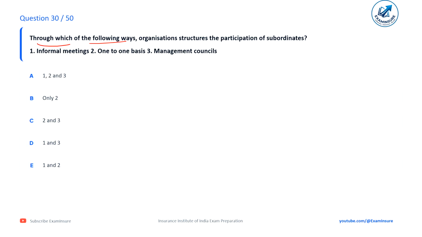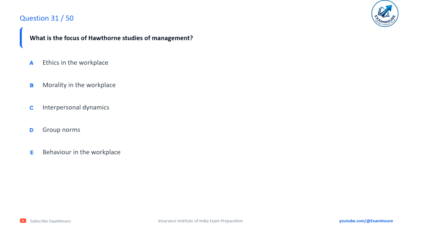Through which of the following ways does an organization structure the participation of the subordinate? Informal meetings, one-to-one basis, or the management council. So here all these three are the organizational structures for the participation of the subordinate.